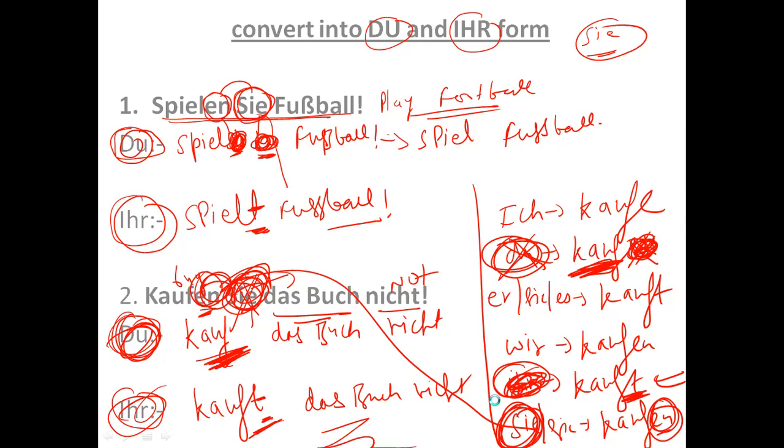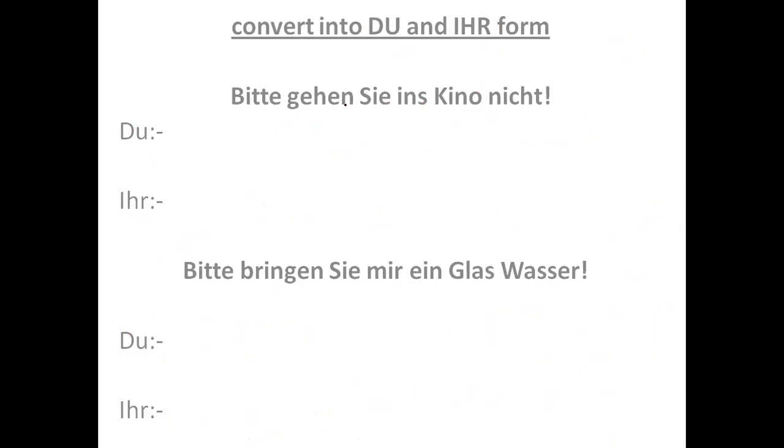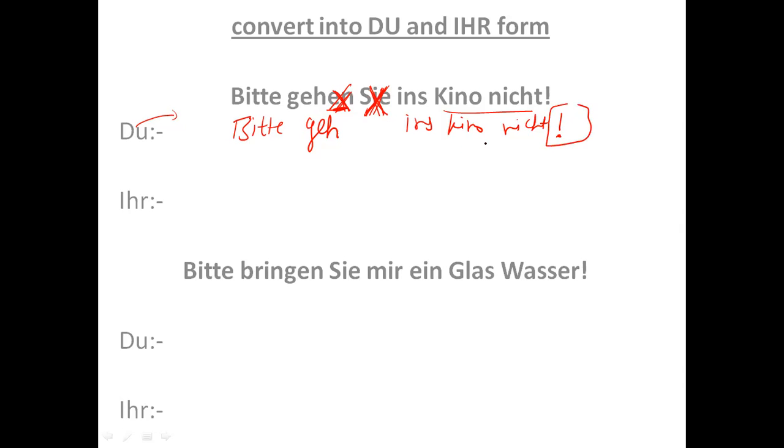Here it says "Bitte gehen Sie ins Kino nicht". Please don't go to the cinema. So if I need to change into du, the ending will not come. So gehen is the verb, right? This ending will not come, and du will also not come. So this Sie shall change into du, so this will also not come. So what shall be the answer? The final answer would be "Bitte geh ins Kino nicht", and then an exclamation mark. The exclamation mark is very, very important.